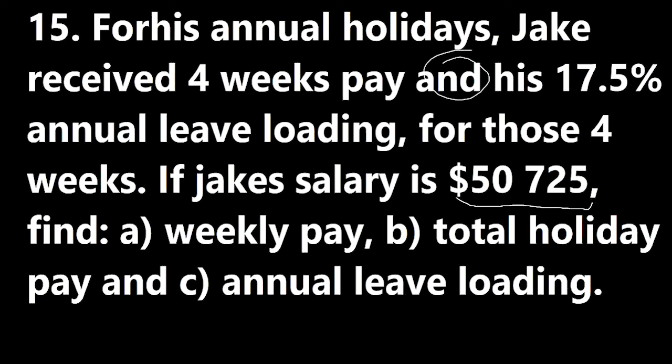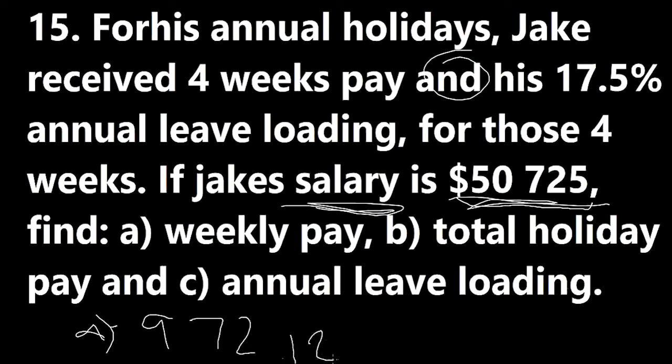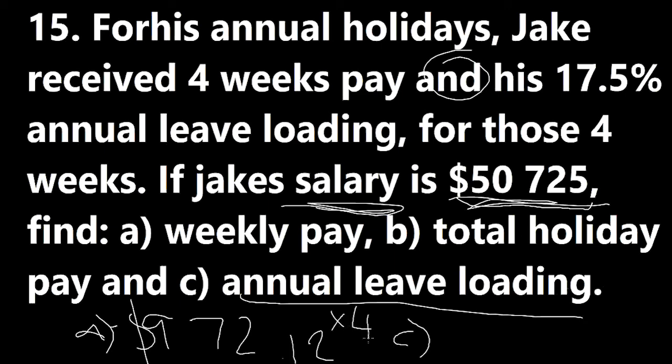So we'll get started on his weekly pay, which should be fairly straightforward because we know he's getting a salary. We divide his total salary by 52.18, which is going to give us $972.12. So that's how much he gets paid every week. So it's probably going to be easier to do C next because we're going to need C anyway to do B. So his annual leave loading, which is going to be 4 lots of this over here, and then times 0.175.